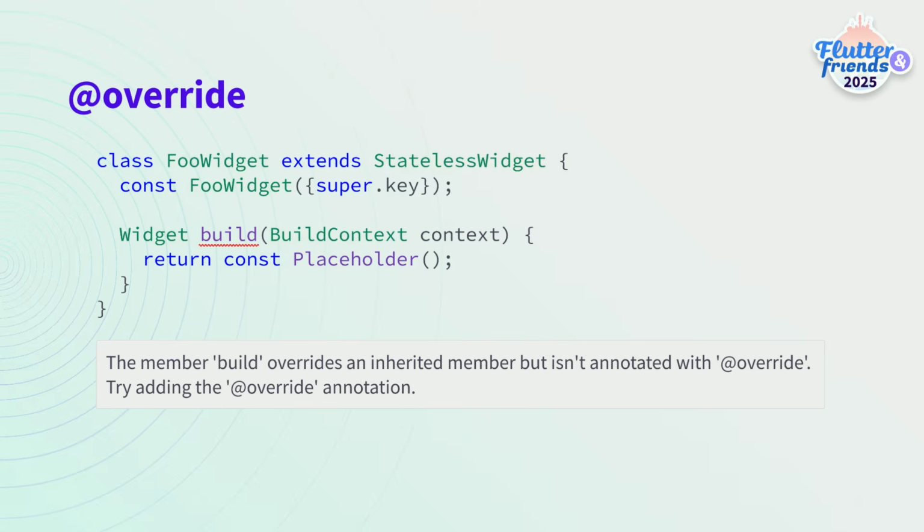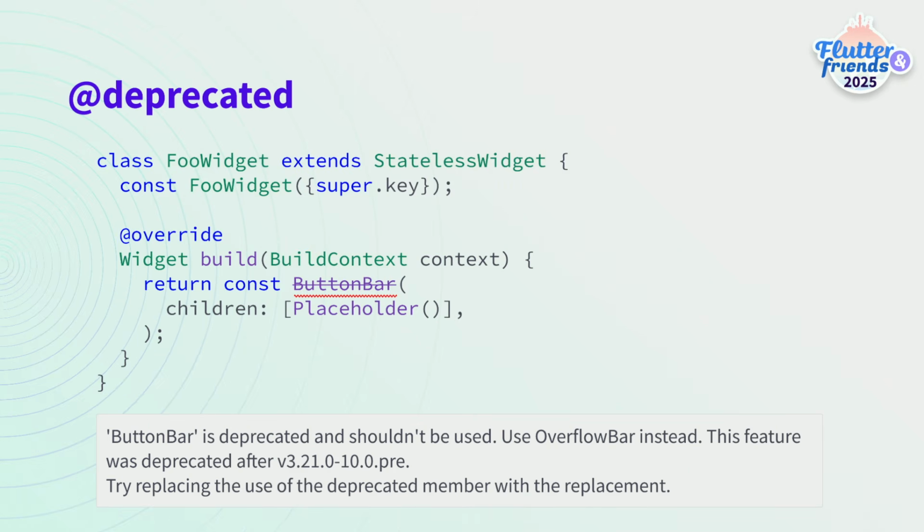All right, so if you spend some time doing Flutter development before, chances are you've seen a warning like this. Here we have a widget with a build method, and it produces a warning because it's missing the override annotation. And how many of you have ignored a warning like this after upgrading Flutter in your project?